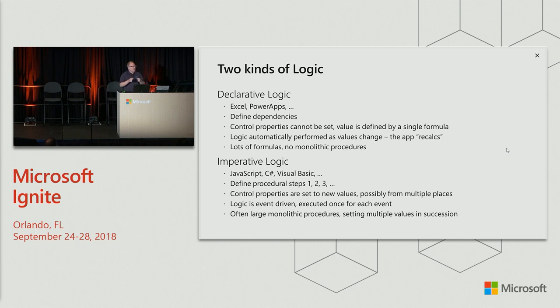That means that a control's property can be set from many different locations, and that can be hard to understand where the value of this property is coming from if multiple places can be setting it, having an impact on it.